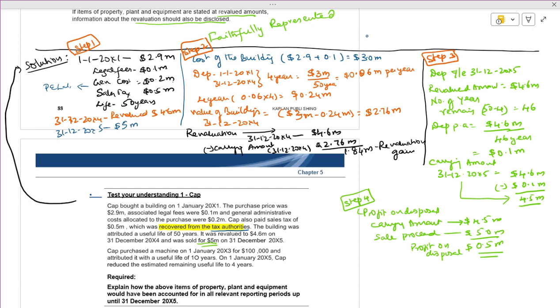Profit on disposal. Here you have to write the journal entry. How is the journal entry? 1.84 revaluation gain. If it is a revaluation gain, it will be on the retained earnings. Retained earnings is 1.84 million.